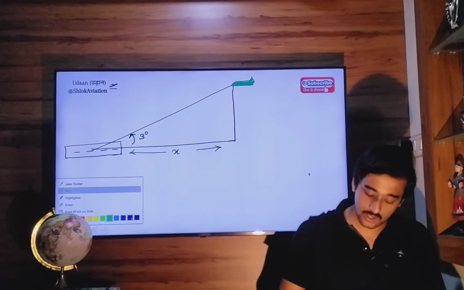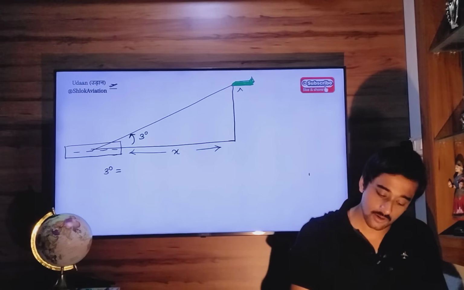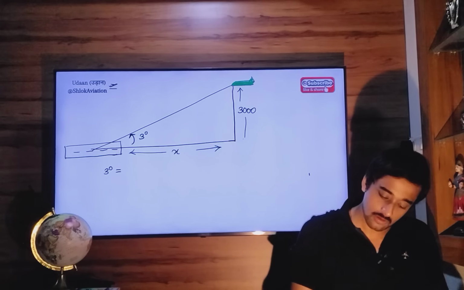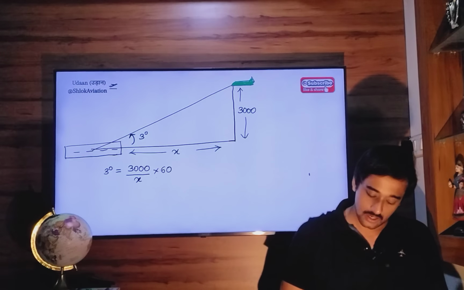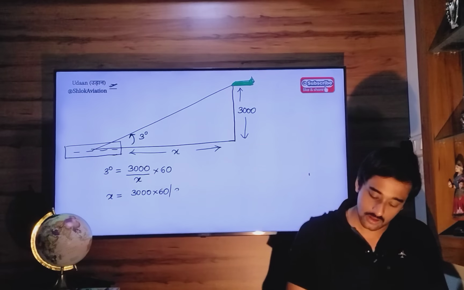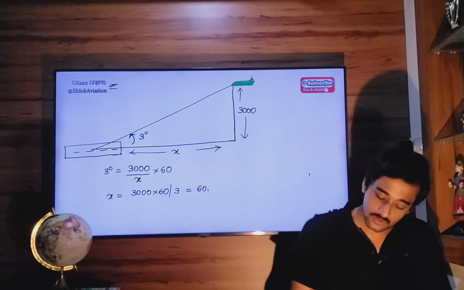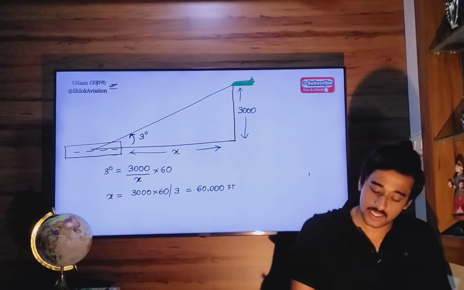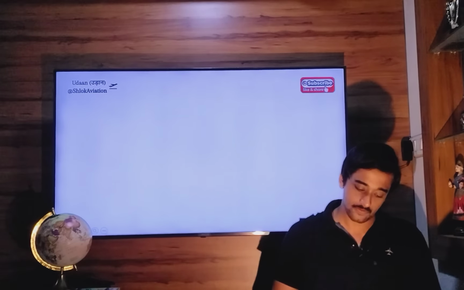So let's use the 1 in 60 rule formula here. Angle equals distance off track, which is 3000 feet, divided by distance gone x into 60. So x equals 3000 into 60 divided by 3. So 3000 into 60 divided by 3 is 60,000 feet. 60,000 feet is nothing but 10 nautical miles. Okay, so the aircraft is 10 miles away.